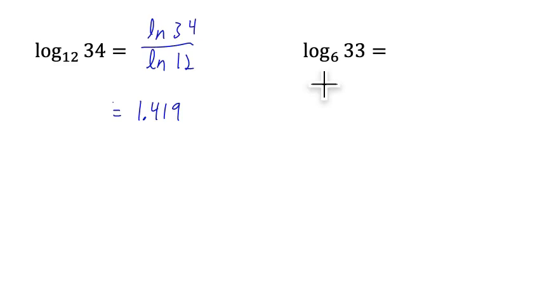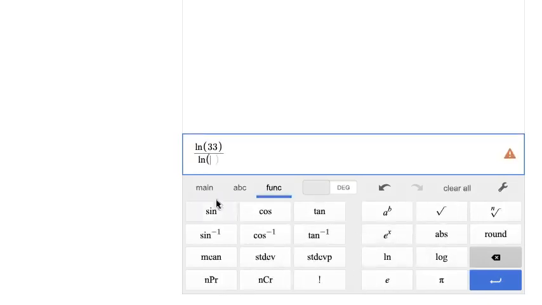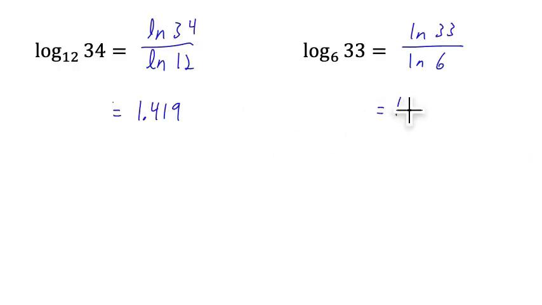Let's try the same thing one more time to figure out log base 6 of 33. That will equal the natural log of 33 over the natural log of 6. That equals 1.951. So 6 raised to the power of 1.951 is about equal to 33.